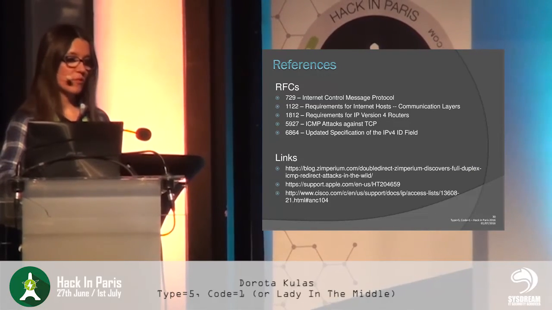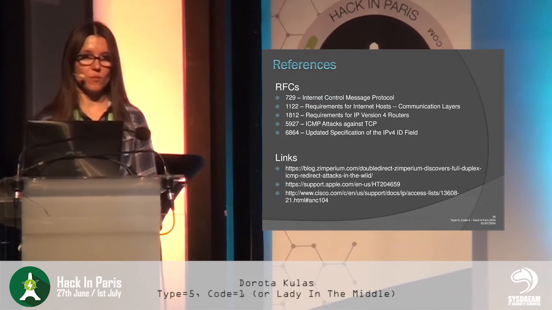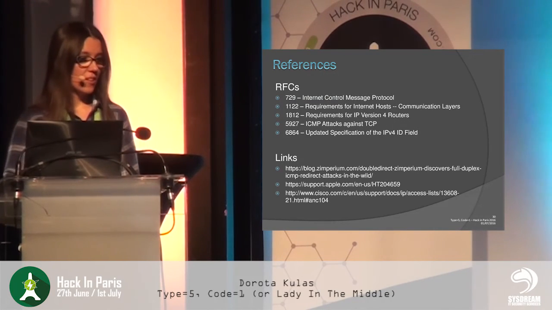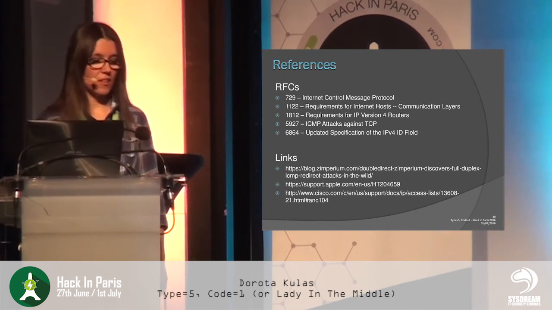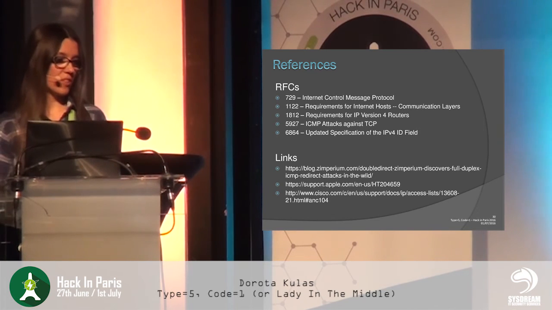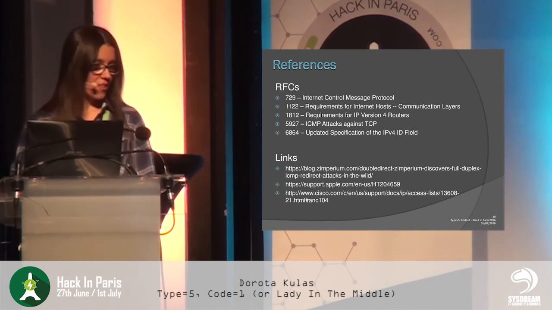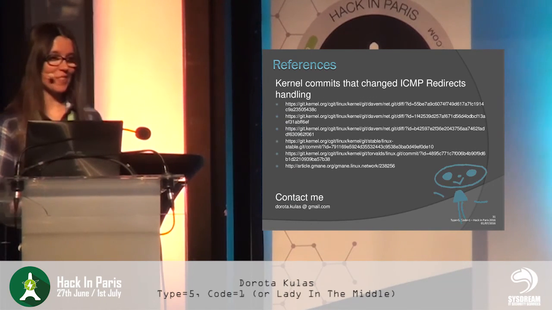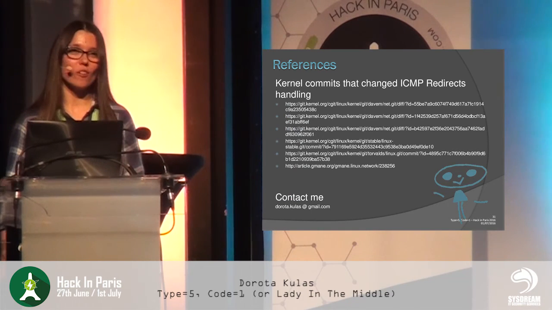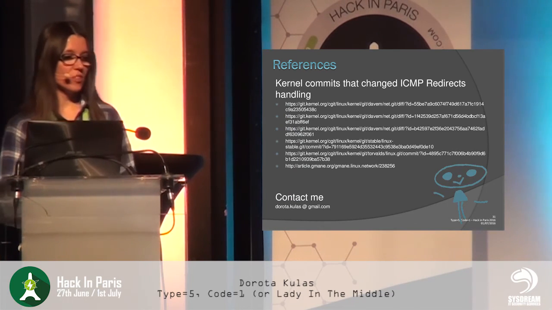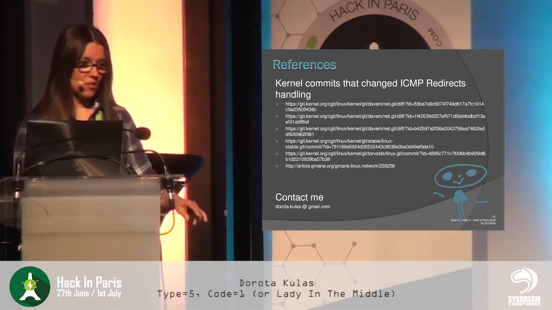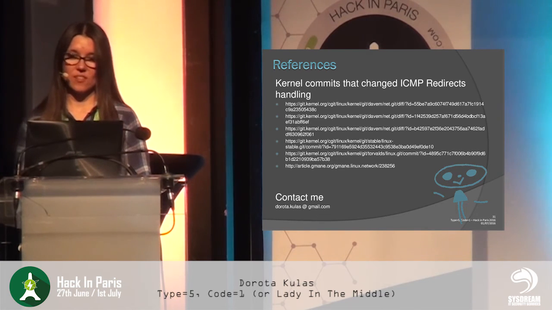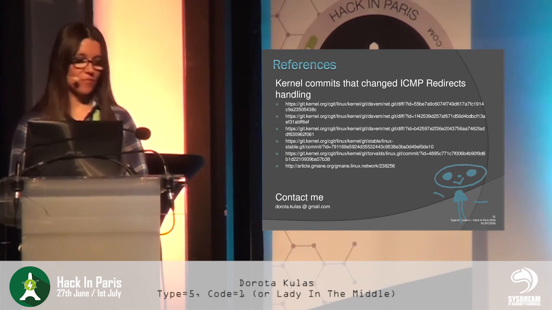So now there are just a few references. The RFC I've used to do this research. The first link from the links section is also about ICMP redirect attacks. The last ones are some Cisco hardening guides. This is the favorite one. These are all or most of the kernel commits that changed ICMP redirect message handling. And the last link is just a summary of the changes.